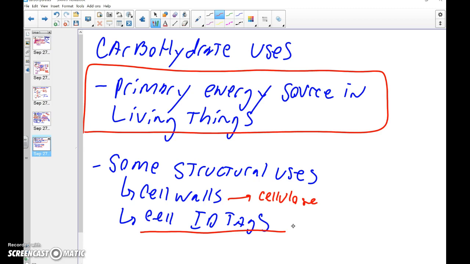All right, so those are the basics of what carbohydrates are, what their monomer is, what their polymer is, and what they are used for.